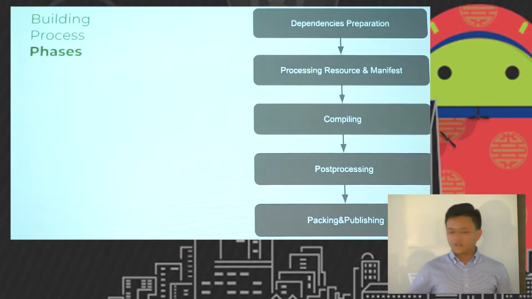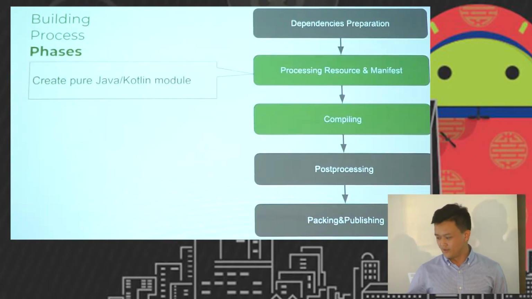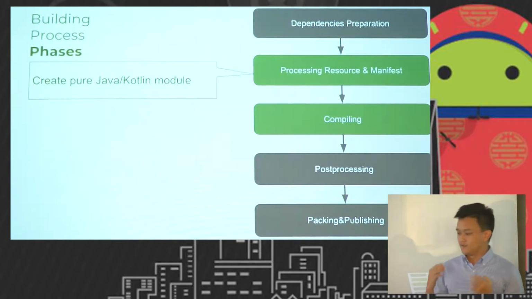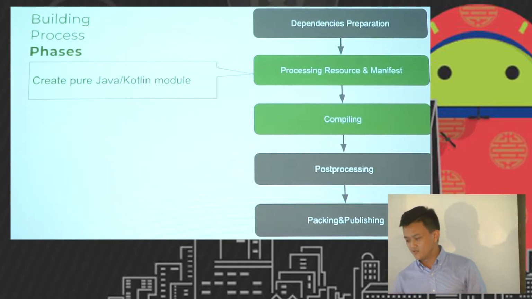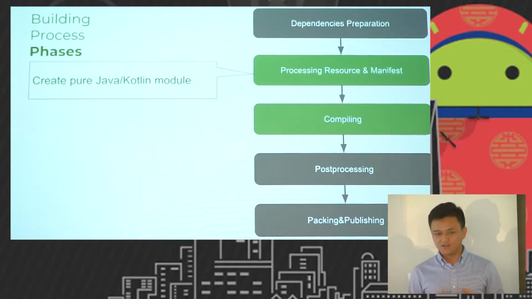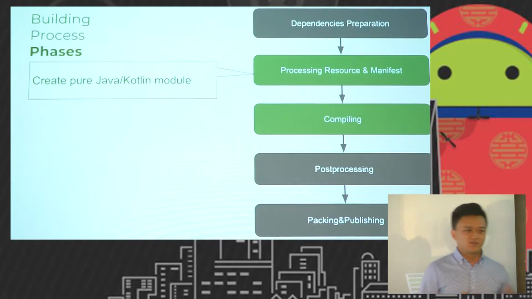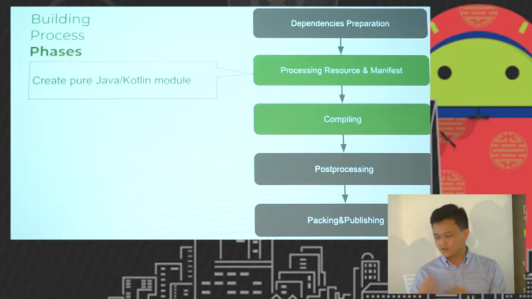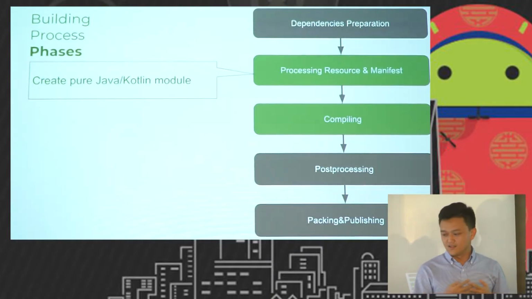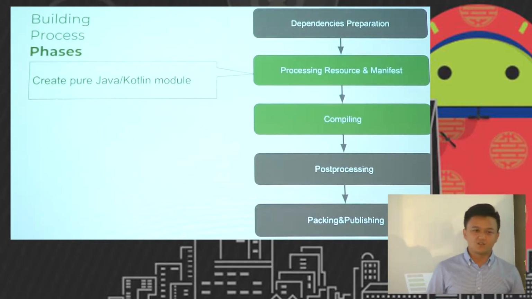Get back to the building process phases. There are two things that I think we can do here. First is the phase where Gradle is processing your resources and manifest. In this phase, you can create some pure Java or Kotlin modules. When you create a new Gradle module, you have an option to choose whether it's an Android module or a pure Java and Kotlin module. So when you hit the build button, the second phase will be ignored, so somehow it can save you some time.